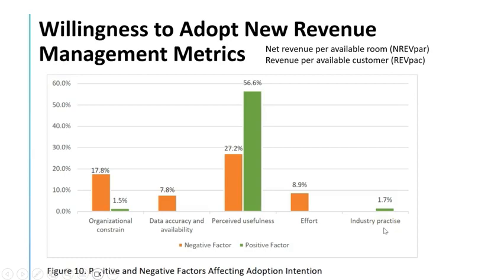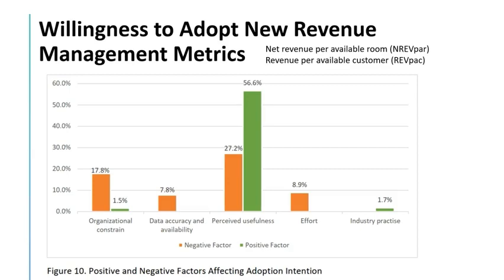So next, let's take a look at willingness to adopt new revenue management metrics. Before the data collection in the survey method, the authors also did a focus group type of discussion with the respondents, and from that discussion 2 measures came out as upcoming important revenue management measures in this study. Those are net revenue per available room and revenue per available customer. These are the statistics that we already defined as possible KPIs in the first section of this lecture.